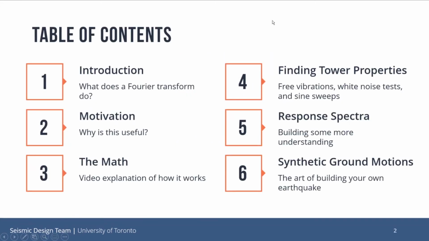So just going over what we're going to talk about, we're going to talk about what a Fourier series and a Fourier transform are and what they do. I'm going to go through why this is useful for us on our team. We're going to watch a video about what the math is behind it and how it works. And then after that, we're going to see its applications in finding our tower properties, in building some understanding of why towers respond to ground motions the way they do, and then a fun little slide about synthetic ground motions.